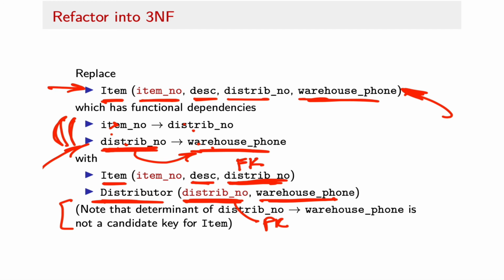So we can reconstruct the original relation by doing joins, but we've now relieved ourselves of this burdensome set of anomalies, the insert, update, and delete anomalies that we've been seeing before, because we've now moved into third normal form with the relations.